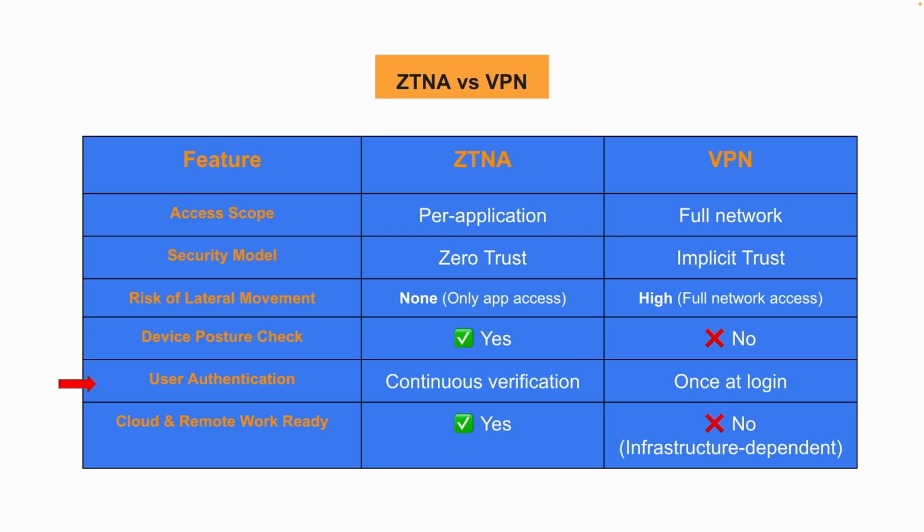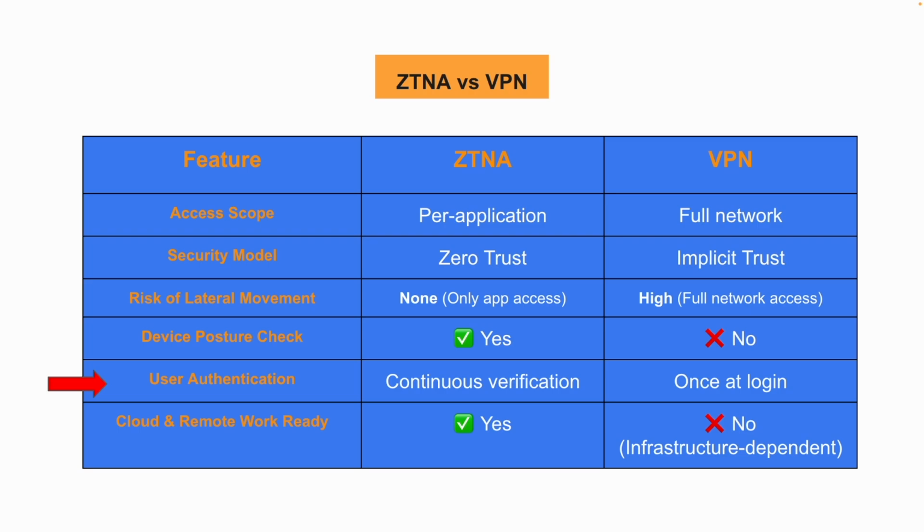Then we have user authentication feature. User authentication is a critical security component that determines how access is granted to users. The difference in authentication methods between ZTNA and VPN significantly impacts security.